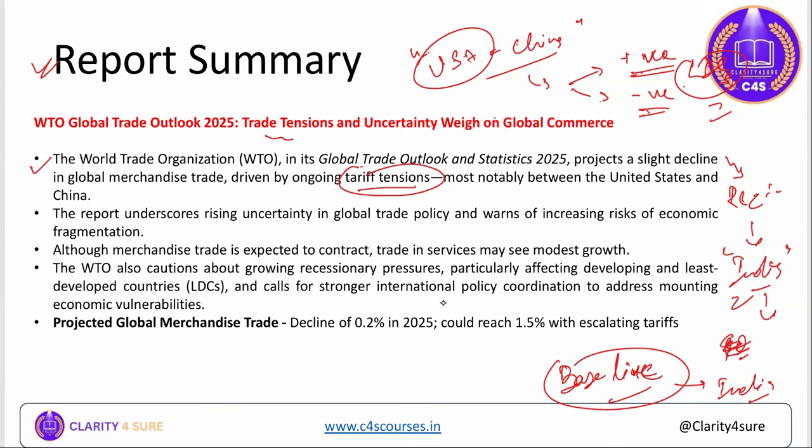So this report is highlighting that because of these tariff tensions between the major economies, which were basically initiated by the US after the second term of Mr. Donald Trump, we have seen a notable tariff war between the two major economic blocs, USA and China. The report underscores rising uncertainty in global trade policy and warns of an increasing risk of economic fragmentation.